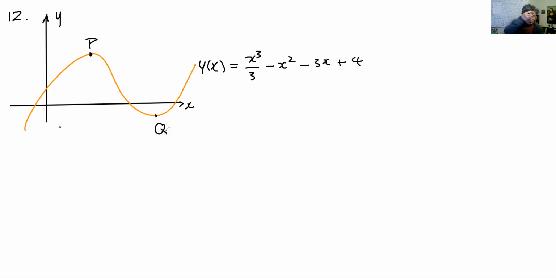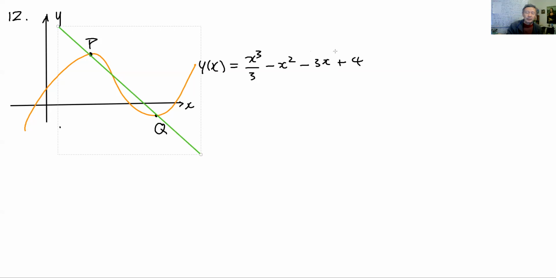Then they connect these two with a straight line. This is not a tangent line, just a straight line. Can you see? Now they are looking for the equation of this straight line. There are 2 extremes here.